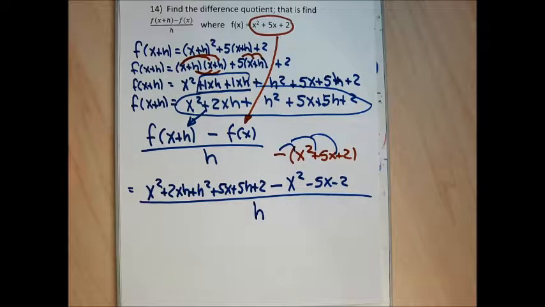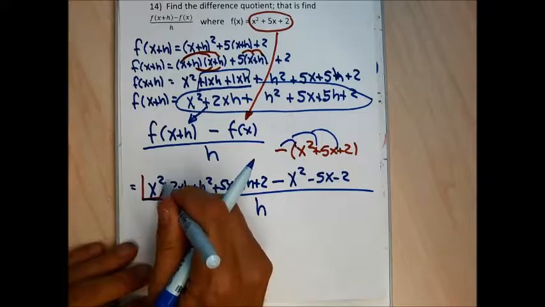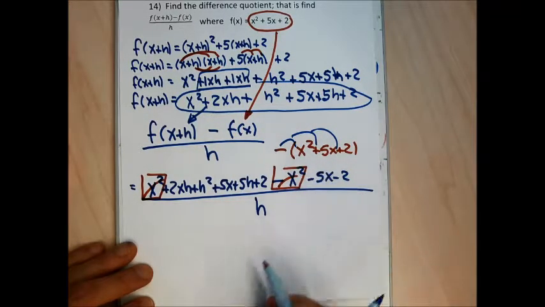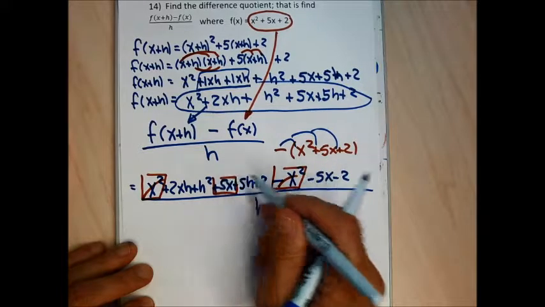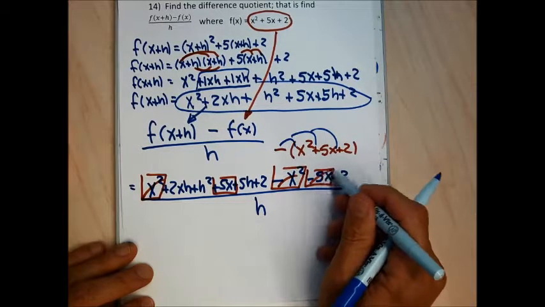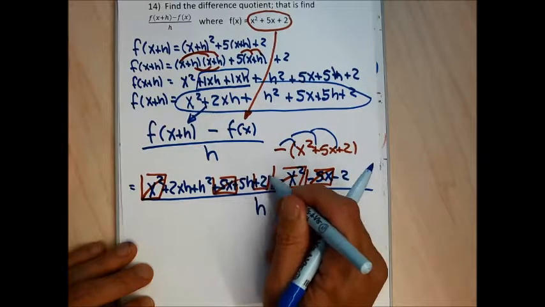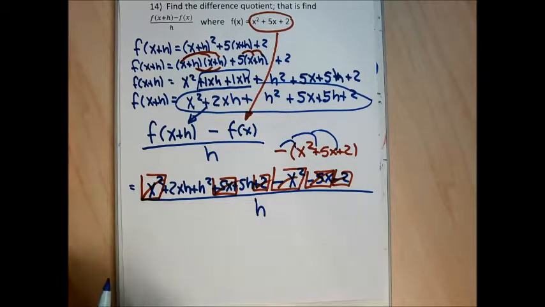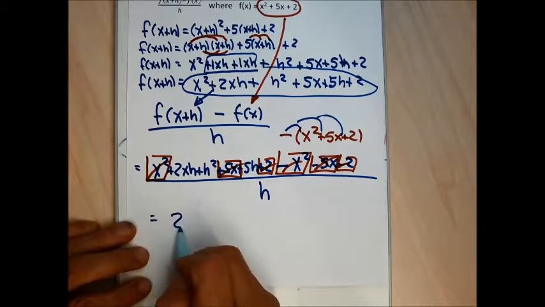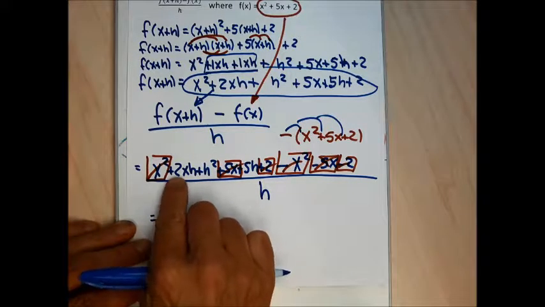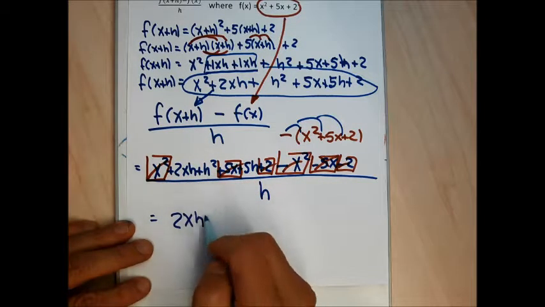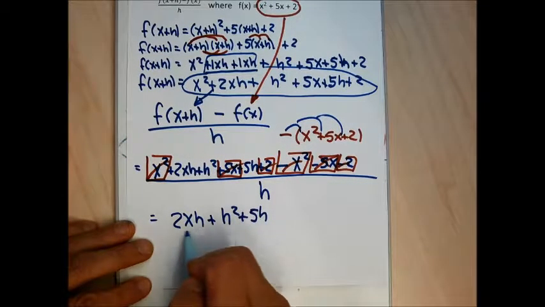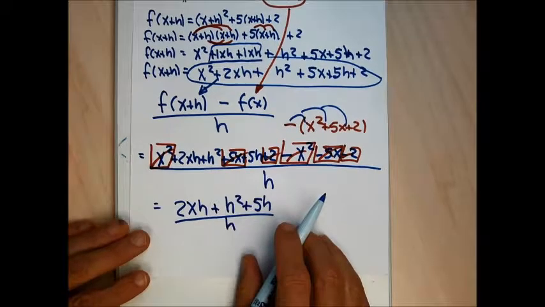Now lots of things are going to cancel. This x squared cancels with that minus x squared. This 5x cancels with that minus 5x. And this positive 2 cancels with that negative 2. So what I'm left with in the numerator is 2xh plus h squared plus 5h all over h. I'm almost at my answer.